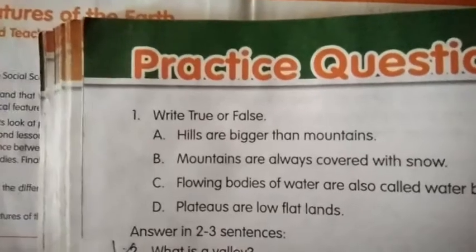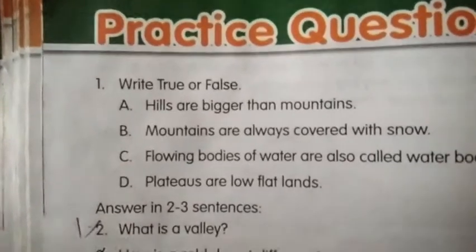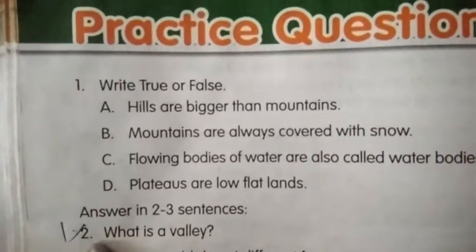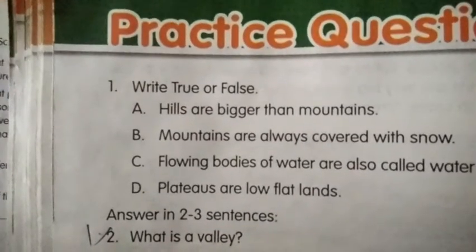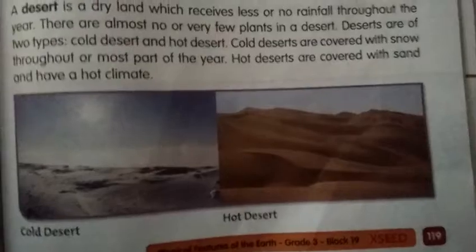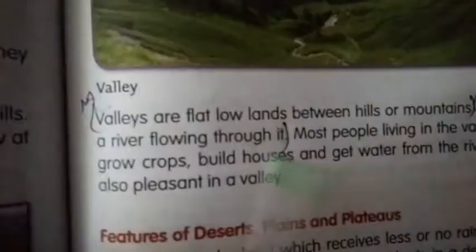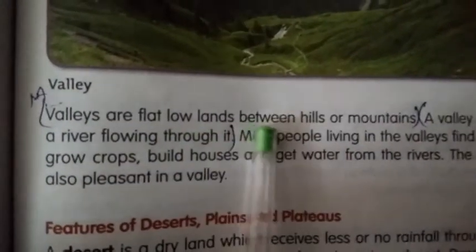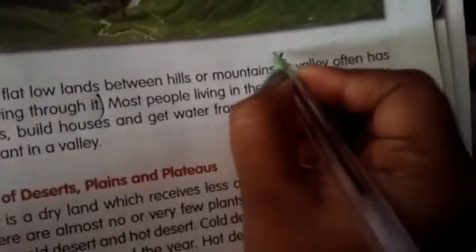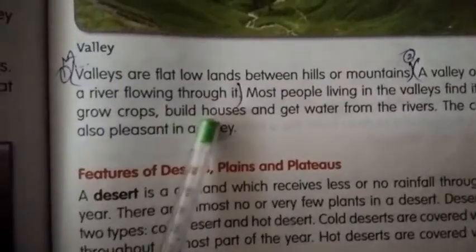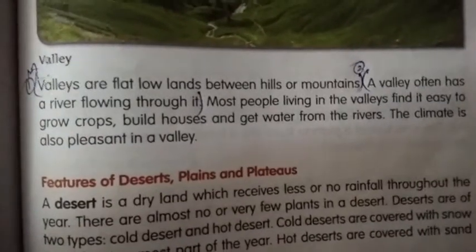Okay, children. Now let's do the first question. First question is your second question is your first question. What is a valley? Let's see the answer. Okay. Open page number 119, children. Simple answer. You can see here. First answer. Valleys are flat lowlands between hills and mountains. This is your first point. And the second point is a valley often has a river flowing through it. This is called valley. Very simple answer.